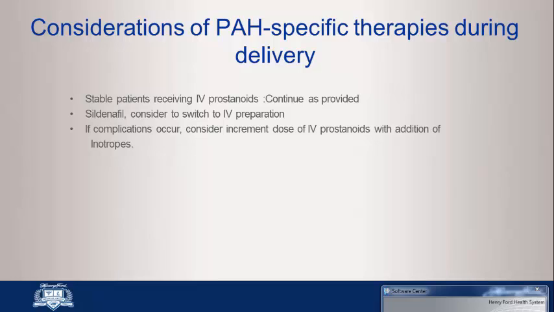Patients with pulmonary hypertension and medication: if they are on IV prostanoids, continue as provided. If they are on sildenafil, consider switching to IV. And if a complication happens, consider increasing the dose of the prostanoids and adding inotropes. Does any of that work? Probably very unlikely. It's a very risky situation.